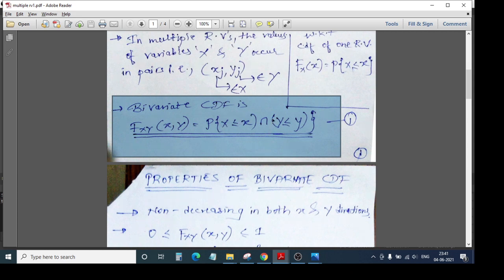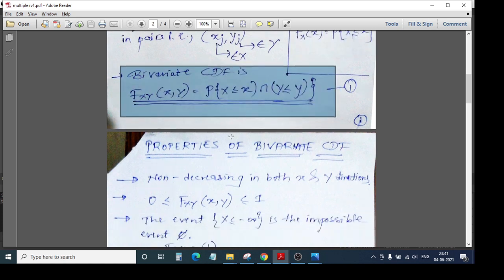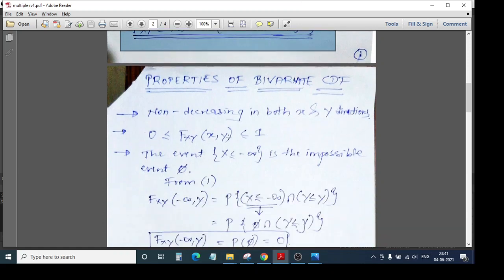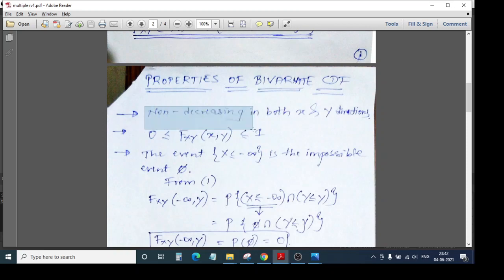Please remember this, just as you remembered the earlier formula. That was used till now, and similarly this will be used for a long time. Next, very important, we will discuss some properties of bivariate random variables. One very important property, which was also present for a single random variable, is that the bivariate CDF is a non-decreasing function.